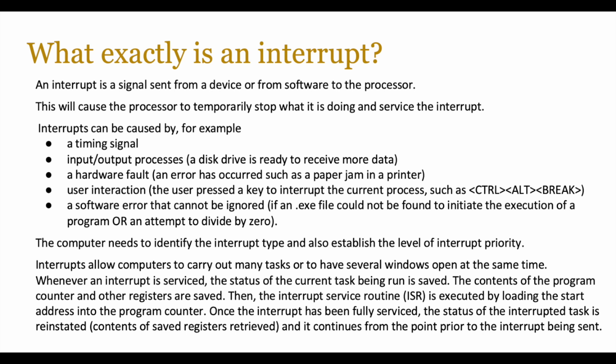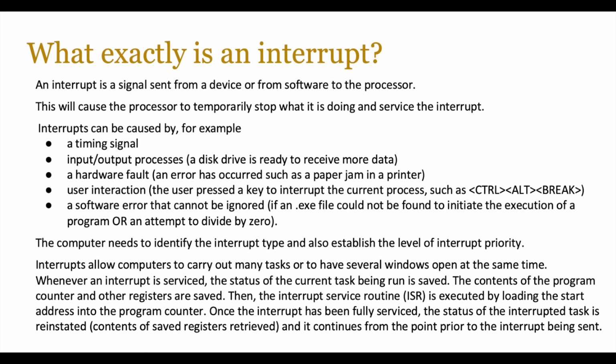The computer needs to identify the interrupt type and also establish the level of priority that a particular interrupt might have. So interrupts allow computers to carry out many tasks or to have several windows open, for example, at the same time. Whenever an interrupt is serviced, the status of the current task being run is saved. The contents of the program counter and other registers are also saved. The ISR is executed next, and it does that by loading the start address of the ISR into the program counter, and then it deals with the interrupt.